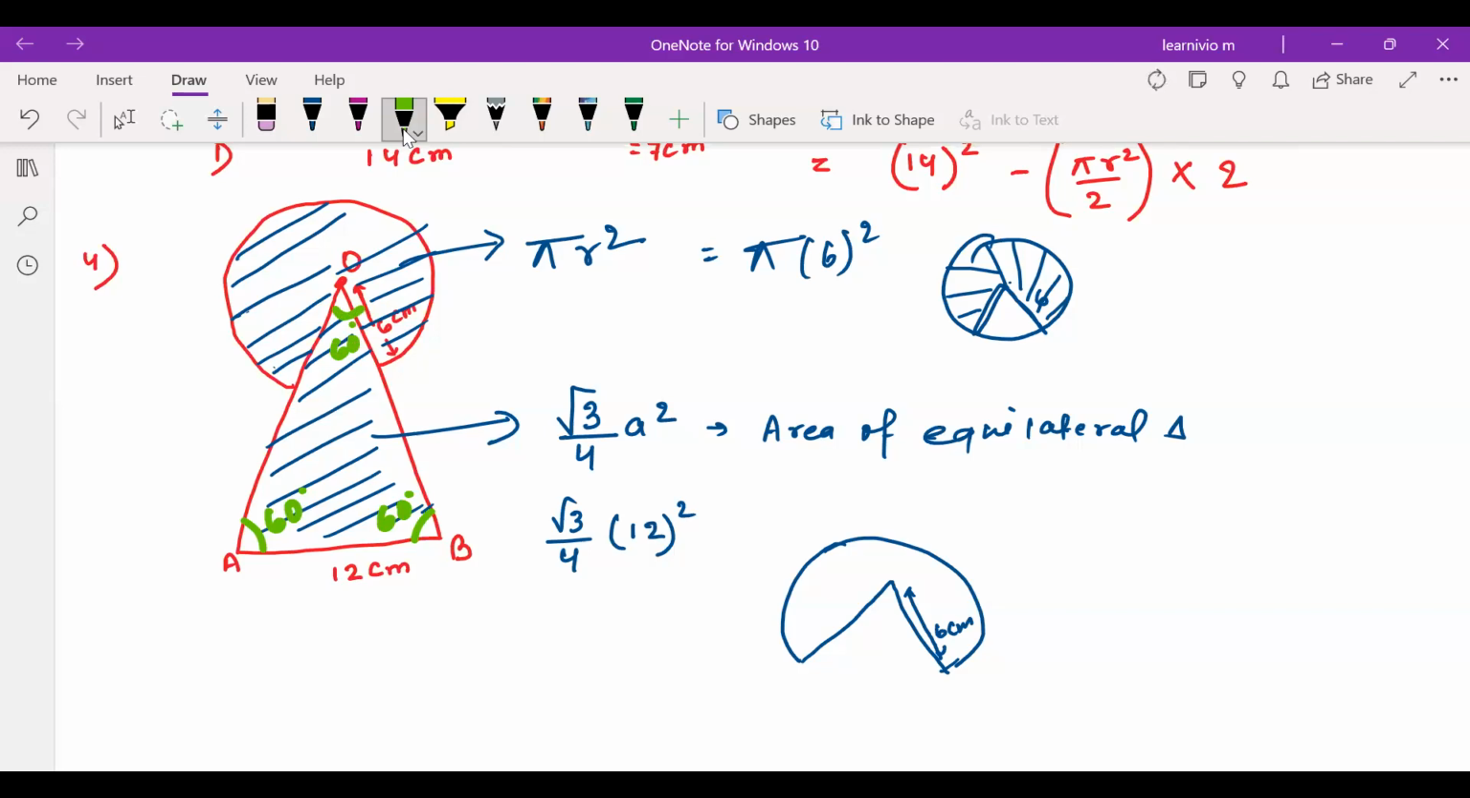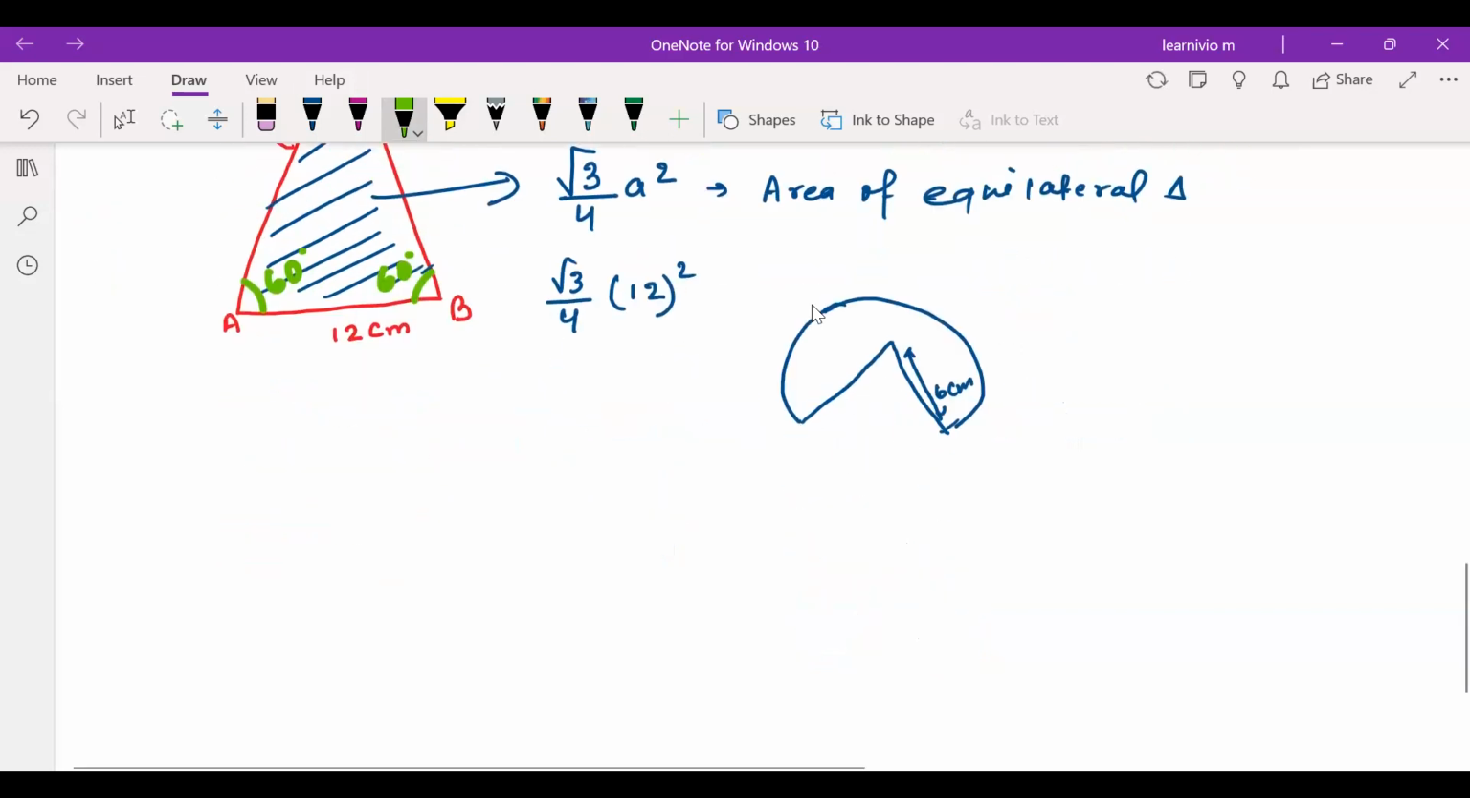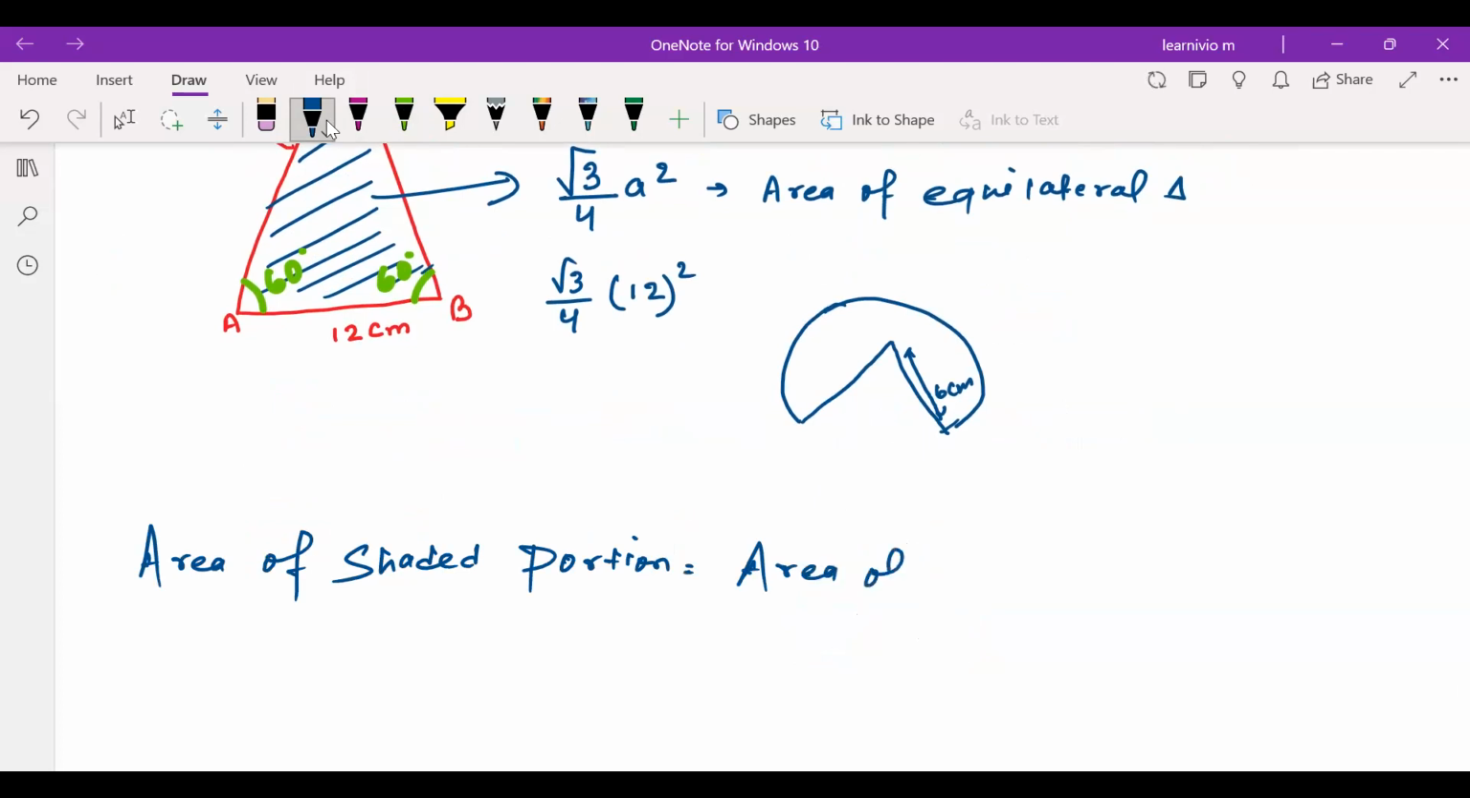Yes, ma'am. So the area of the sector, we have to exclude from the total area. So let me tell you what will be the area of the shaded portion. Area of the shaded portion will simply be area of the equilateral triangle, for which I have written the formula over there.